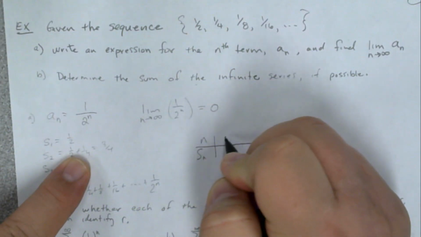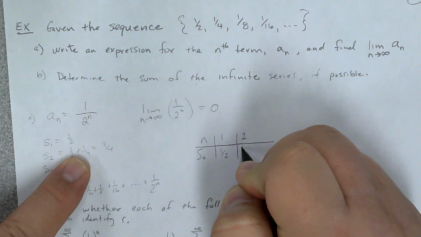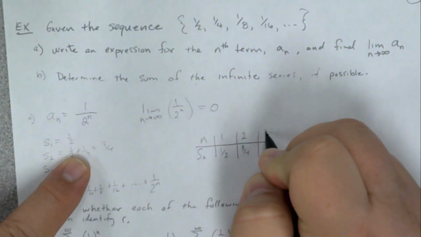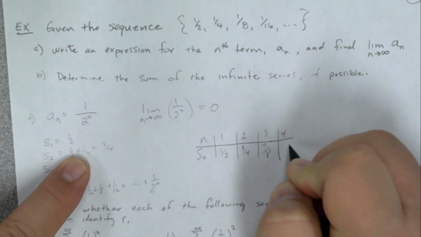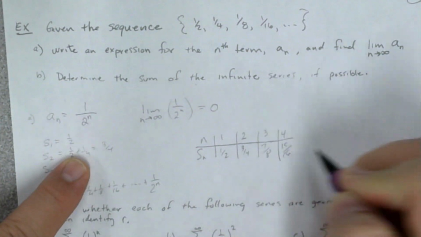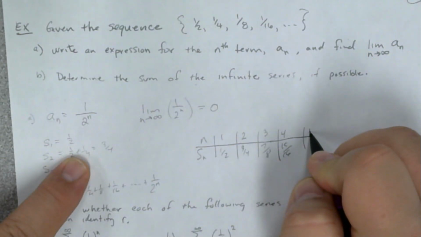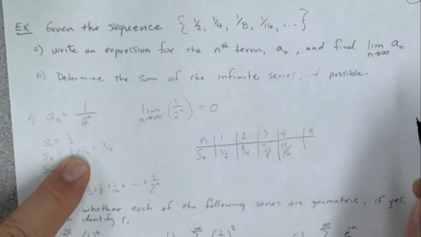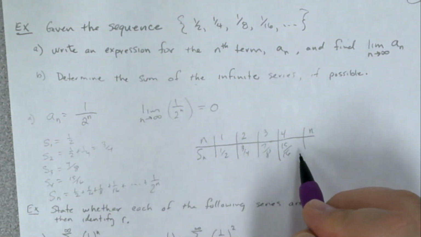So in the first sum I have 1/2. In the second sum I have 3/4. In the third sum I have 7/8. In the fourth sum I have 15 over 16. Okay, so what do I have in the nth sum? What pattern do I notice here? Or is there a pattern that I can notice?